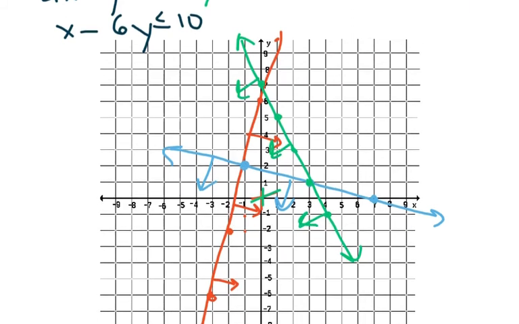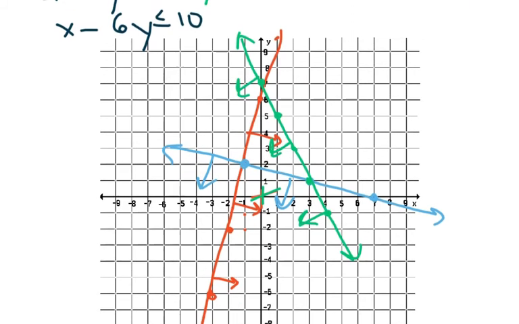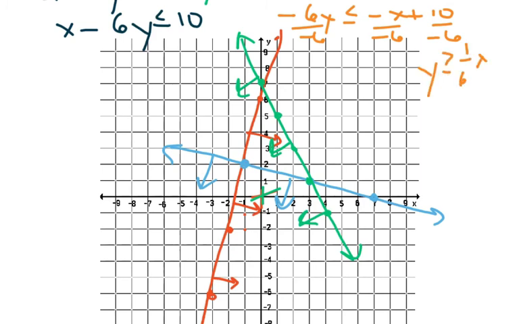All right, the last one. x - 6y is less than or equal to 10. If I put that in slope-intercept form, I have to subtract the x, and then I get to divide everything by -6, but it's an inequality, so guess what you have to do when you multiply or divide an inequality by a negative? You got to flip the sign, and you get y is greater than or equal to (1/6)x - 5/3. I don't like that y-intercept.